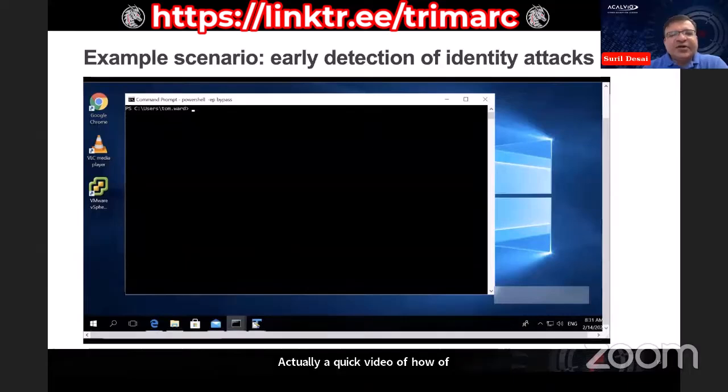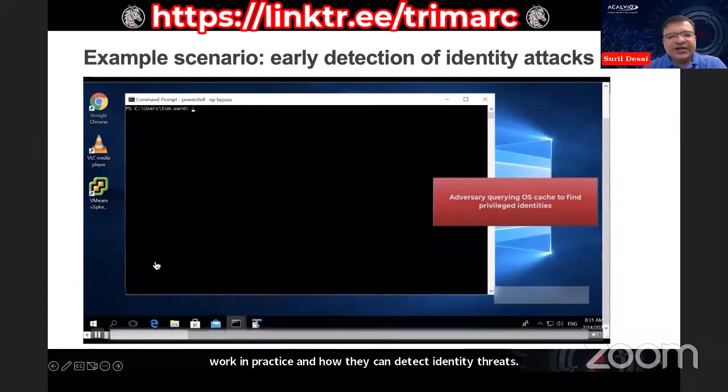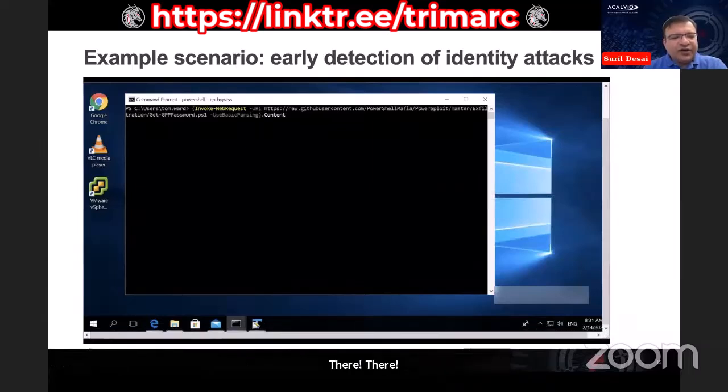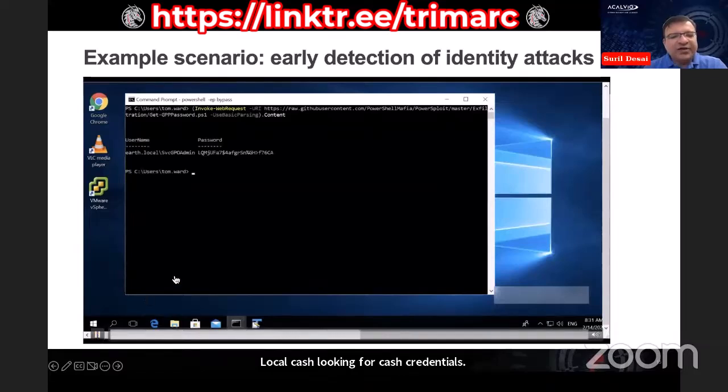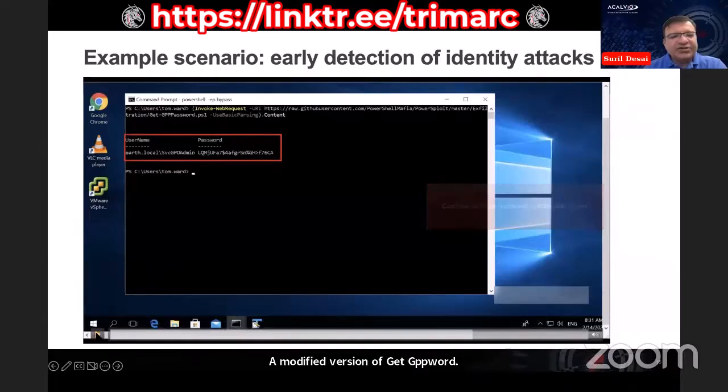So here is an example of how honey tokens can actually work in practice and how they can detect identity threats. Here is a case where the attacker gets to the endpoint. They're querying the local cache, looking for cached credentials. They bring down a modified version of Get-GPPPassword, and they're looking for a cached service account credential. Now on the endpoint, they find such a cached credential. This is a domain credential, and they attempt to use it.